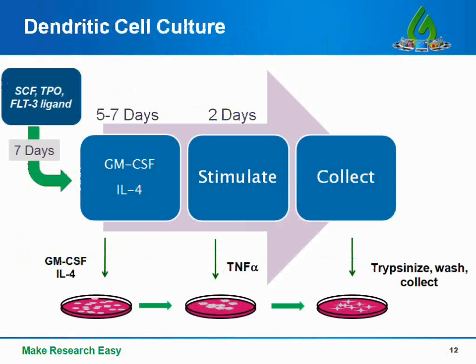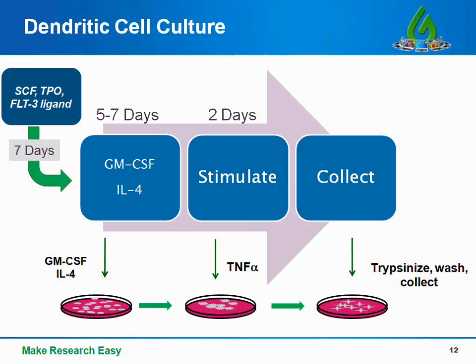So we'll first start with a basic culture scheme for optimizing your dendritic cell yield from HSCs. Now, once you've isolated your CD34 positive cells and placed them in serum-free media, you'll want to add your cytokine expansion bundle consisting of SCF, TPO, and FLT3 ligand.